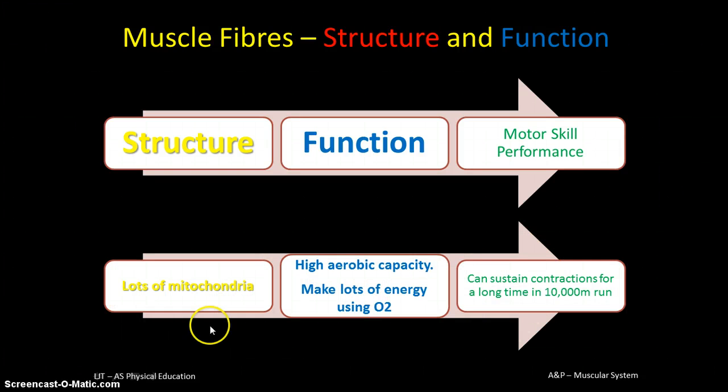For example, our slow oxidative fibres have lots of mitochondria, and these are the cells which make energy using oxygen. These slow oxidative fibres therefore have a high aerobic capacity function, i.e. they can make lots of aerobic energy. So the more mitochondria your slow oxidative fibres have, the better they are at doing their job making energy using oxygen, which means that we as a performer can keep contracting for a long time, perhaps during a 10,000 metre run. So we have high endurance capacity.